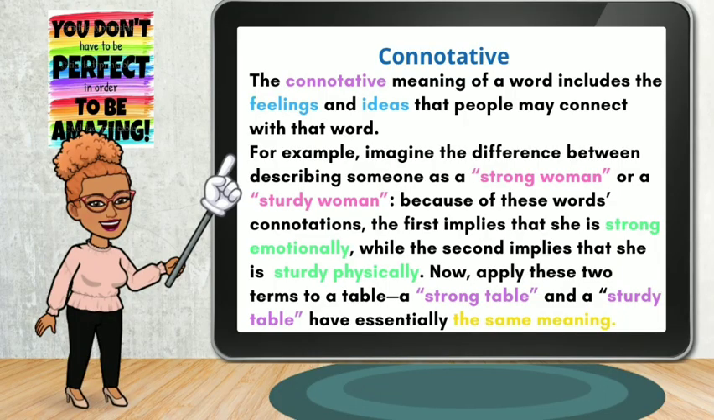Connotative. The connotative meaning of a word includes the feelings and ideas that people may connect with that word. For example, imagine the difference between describing someone as a strong woman or a sturdy woman. Because of these words' connotations, the first implies that she is strong emotionally, while the second implies that she is sturdy physically. Now, apply these two terms to a table.